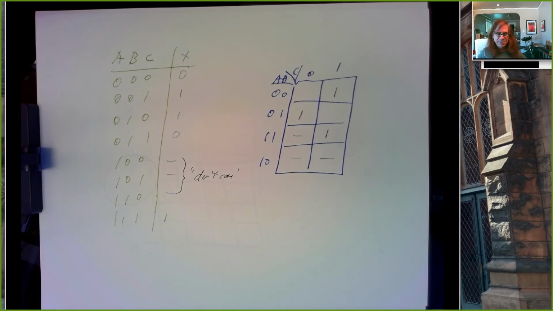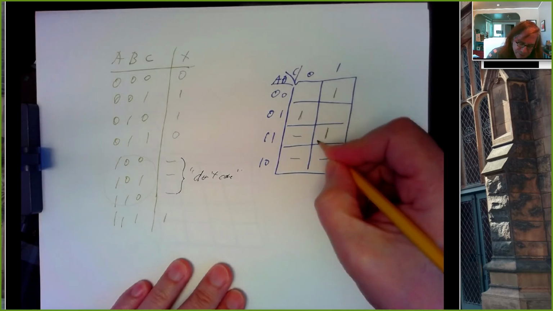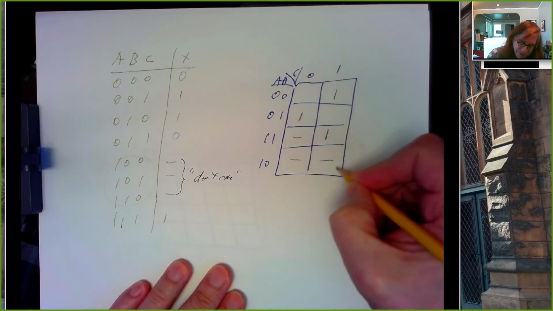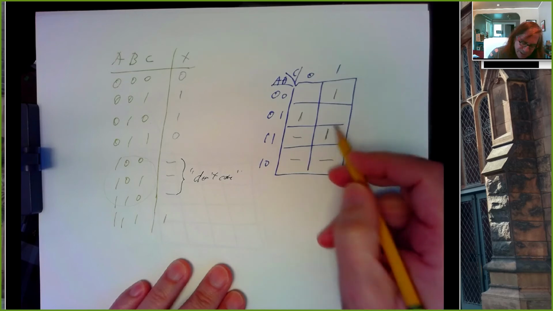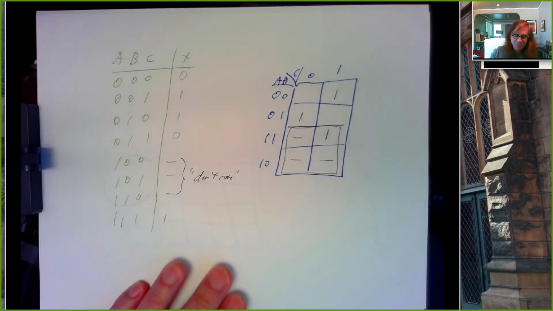So in this case, how am I going to cover this one? Well, I could cover it just with a 1x1, or I could cover it with a rectangle like that, or I can cover the whole 2x2 with a big rectangle. And that's pretty nice.